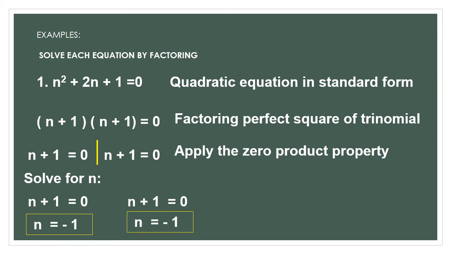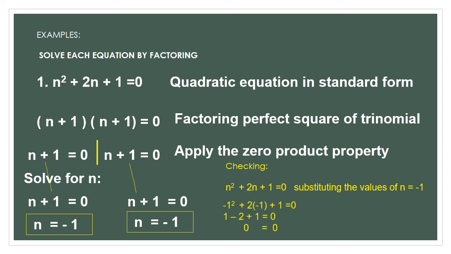Okay, you may check your answer if it is correct by going back to the original equation, n squared plus 2n plus 1 equals 0. Then, substitute the value of n, which is negative 1, doon sa ating quadratic equation. So, palitan natin yung n ng negative 1. So, it will become negative 1 squared plus 2 times negative 1 plus 1 equals 0. So, solving this, we have 0 on both sides of the equation. So, therefore, negative 1 is the solution of this quadratic equation.